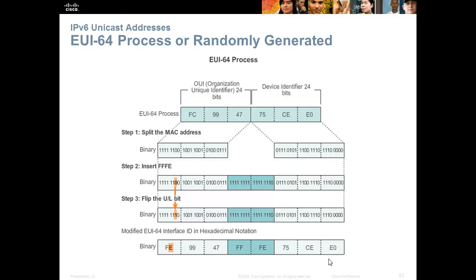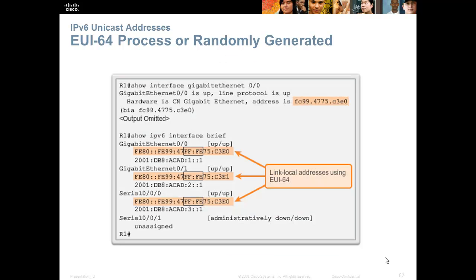75CE-E0. That 7th bit that we flip is known as the universally local bit. And if it's a 0, it becomes a 1, and if it's a 1, it becomes a 0. So our binary does come into play again with our IP version 6 addresses, even though we typically work with hexadecimal. Here's an example of the EUI-64 process on the gigabit Ethernets and a serial interface of a Cisco router.